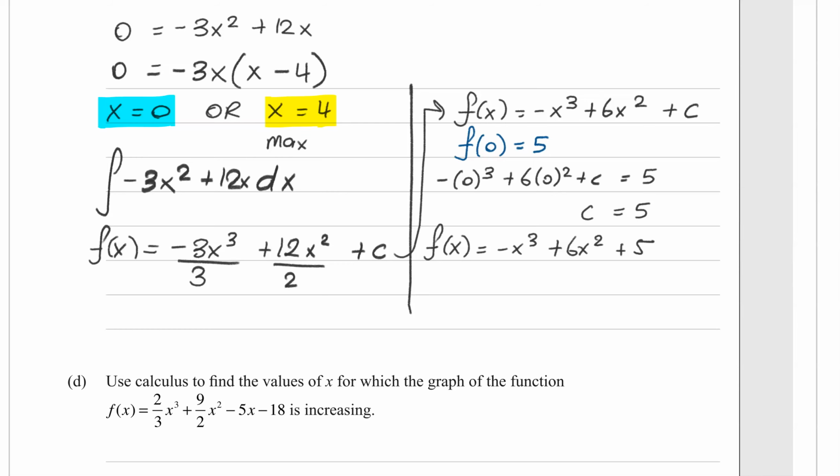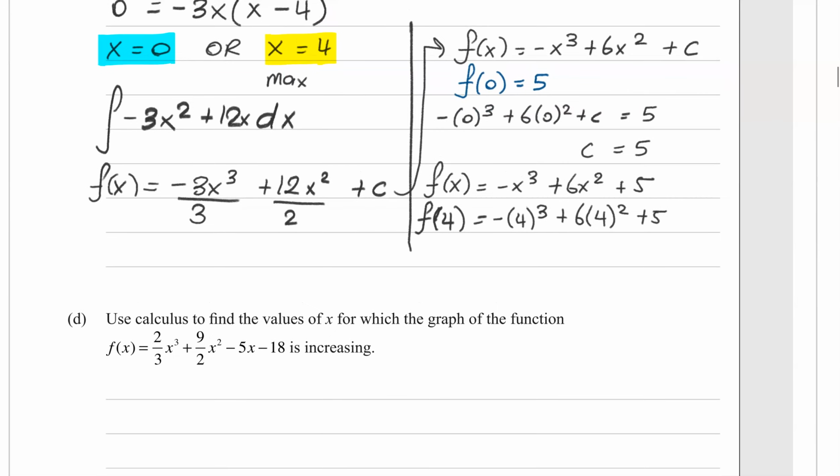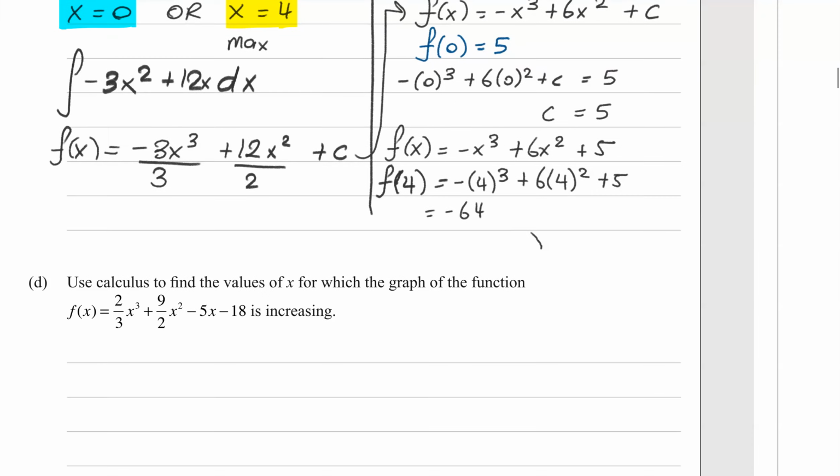Now I need to find my coordinate, so my y value for my turning point. I know the maximum is 4. So let's go find our y coordinate. So I substitute in 4 for x. So this becomes negative 4 cubed. 4 cubed is 64, so that's negative 64. 4 squared is 16. 16 times 6 is 96.